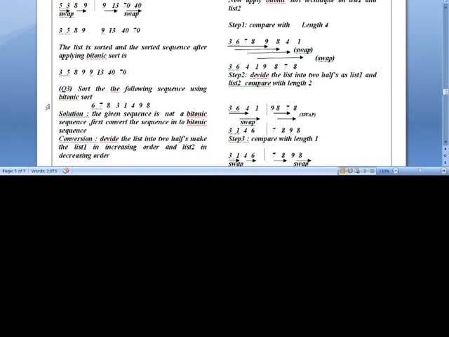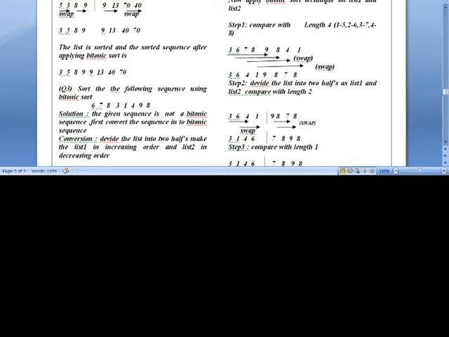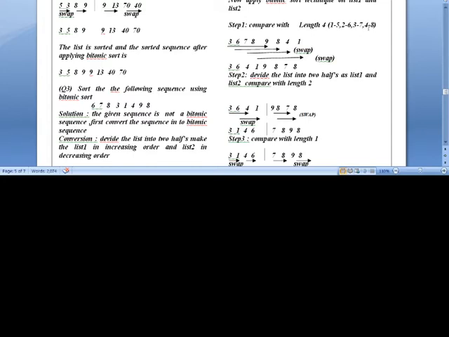Apply the bitonic sort. Take the length 4 comparison. Compare with length 4 means 1 and 5 is one set, 2 and 6 is one set, 3 and 7 is one set, 4 and 8 is another set. Give it to the 4 comparators. Now the 4 comparators start their comparison at a time.